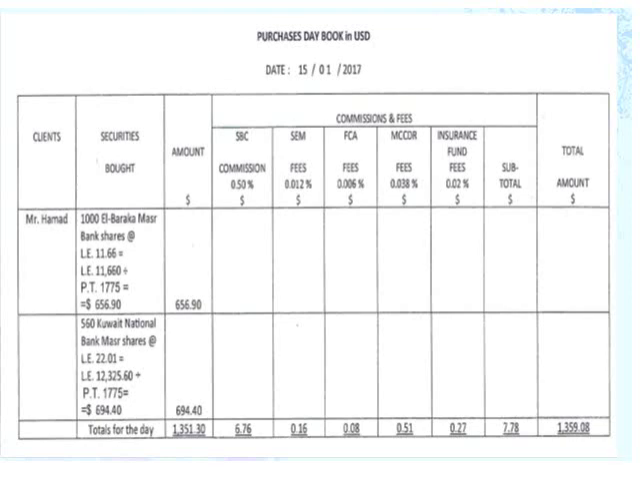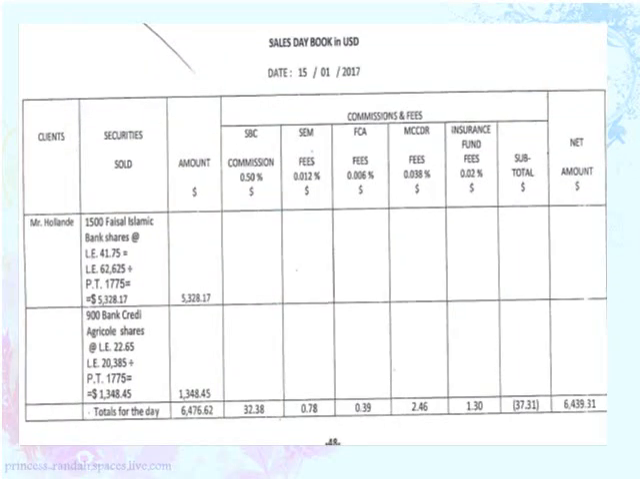Client Mr. Hamad shall be debited with this total, 1,359.08. You understand that the purchases day book is very simple, very easy. Don't include any value in Egyptian pounds. Let us go to the other day book, which is the sales day book.